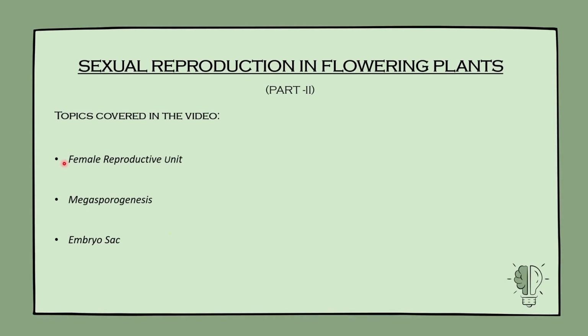This is part 2 of the chapter Sexual Reproduction in Flowering Plants. Here we will be covering the female reproductive unit, the process of Megasporogenesis, and the embryo sac. Without further ado, let's begin with the first topic.